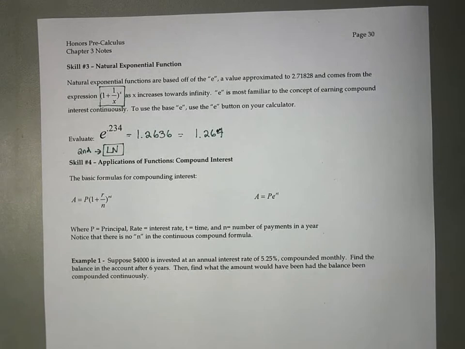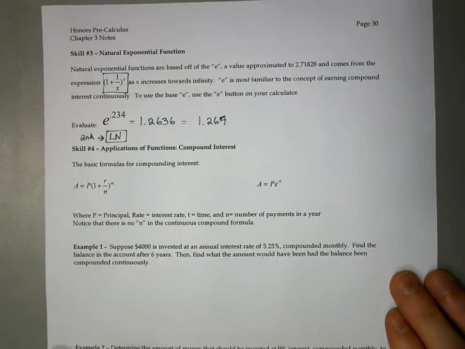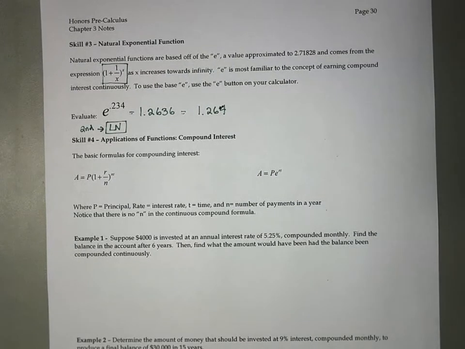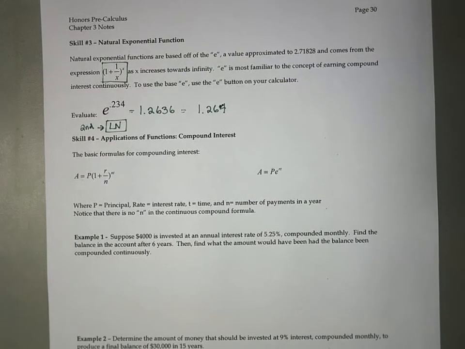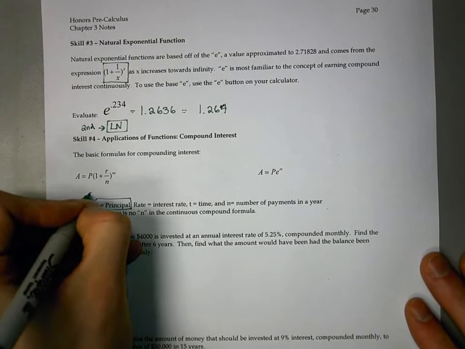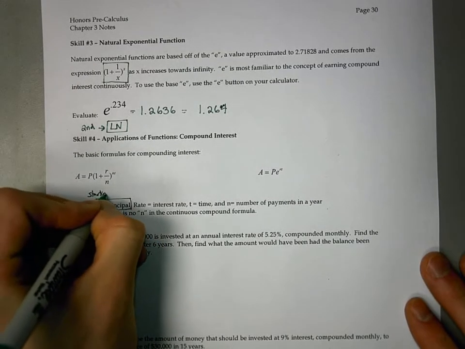The next thing we want to look at is the application of exponential functions, specifically compounding interest. And there's 2 formulas we're going to look at. A equals P times (1 plus r over n) raised to the nt. The other is the compounding continuously formula, A equals Pe^(rt).